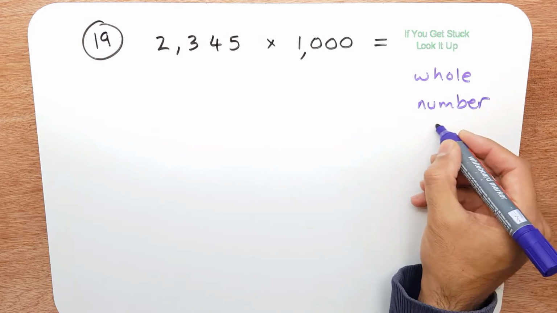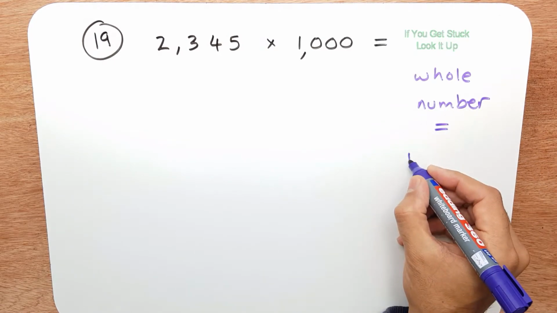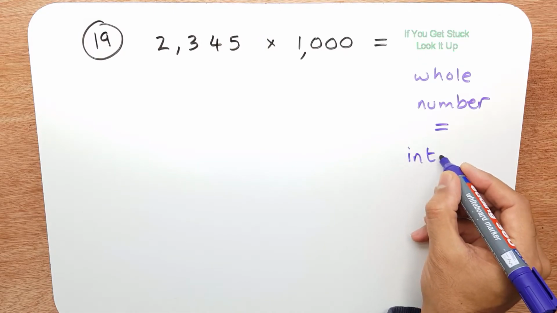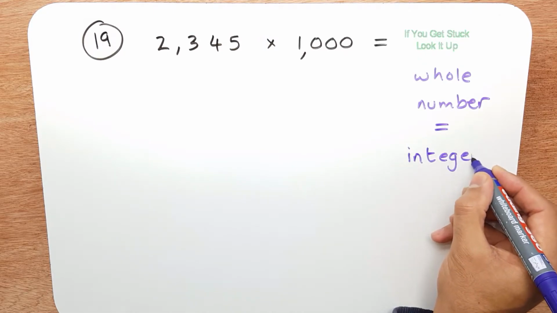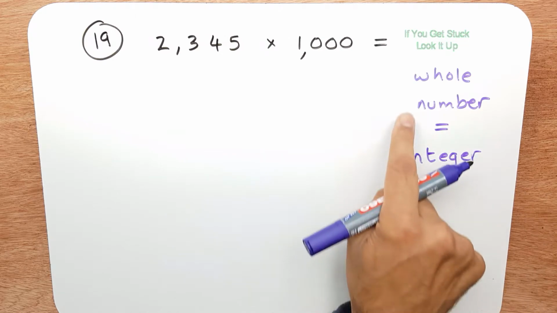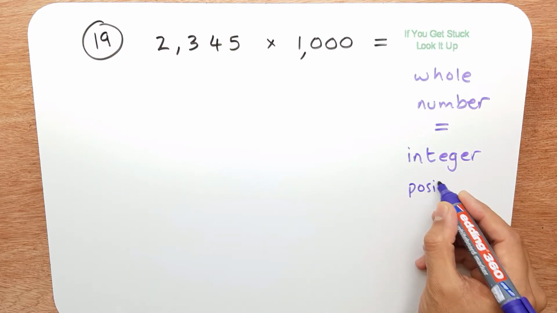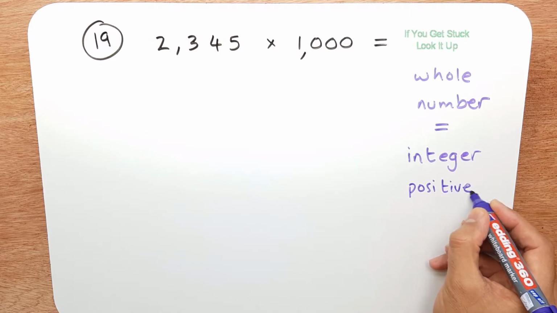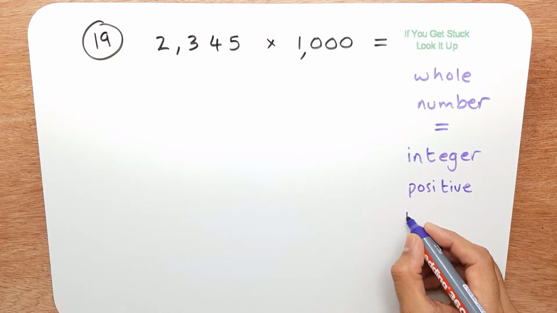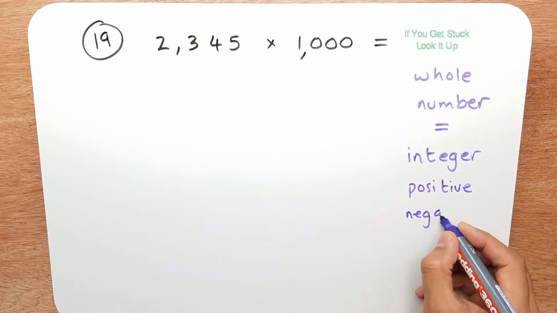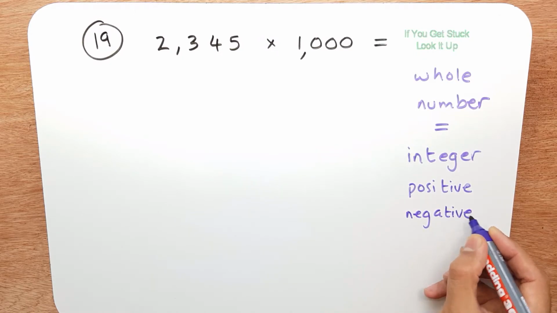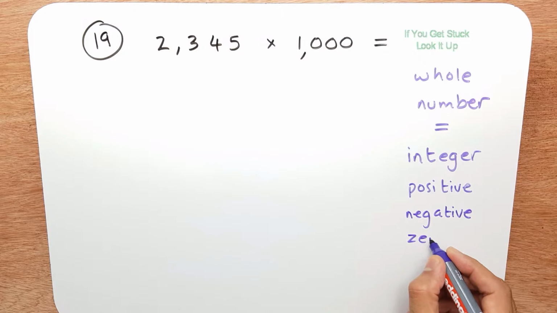And remember we said we need to learn the word integer. It's very important. An integer is a whole number. We said it can be positive. The whole number can be negative. Or it can simply be 0.